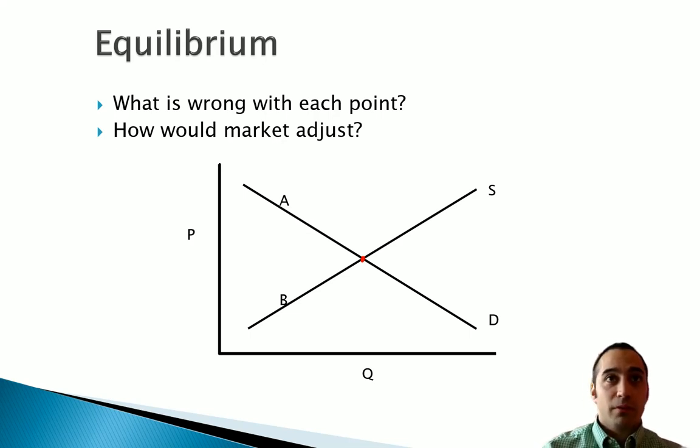For instance, ask yourself what would be wrong if the market arrived at point A, i.e. some price higher than equilibrium and some quantity that was lower. What would the market look like and how would it respond? Well, if we were at point A, you will notice that the price is way too high. Also, you will note the demand is far exceeded by the supply.